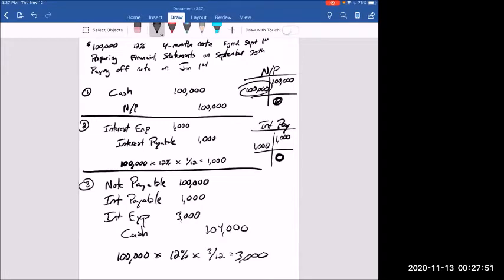I feel like I've said interest revenue a few times in place of interest expense. I don't know why I'm having some sort of a connection meltdown as I'm talking. I feel like I'm saying the wrong word.